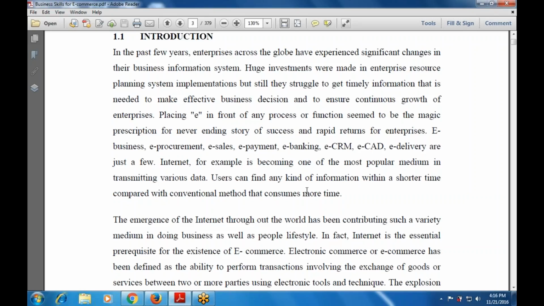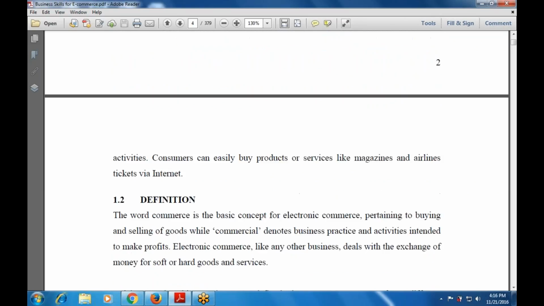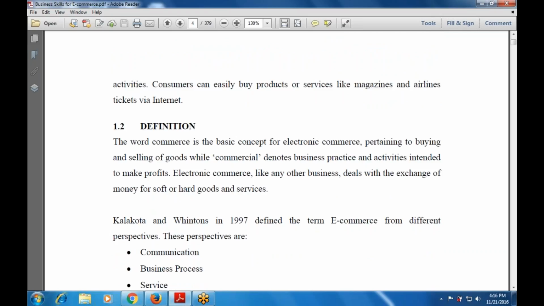E-commerce has been defined as the ability to perform transactions that involve the exchange of goods or services between two or more parties using electronic tools and techniques. It has become a new phenomenon in our technology and our lifestyle, with e-commerce strategies. Then what is the definition of e-commerce? It is any business dealing with the exchange of goods and services, but done electronically. That is the main difference. Commerce is the same, but in e-commerce everything is done electronically.